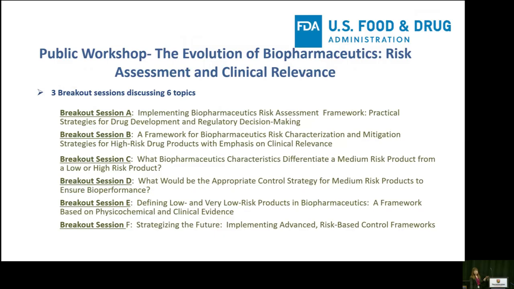And then topic D focus on the biopredictive tool available for medium-risk products for risk mitigation as well as life cycle management. And the topic E discuss the no risk and very low risk product. We talk about a framework really based on the physiological and clinical relevance. And then finally, we discussed the strategy for future implementing the risk framework.